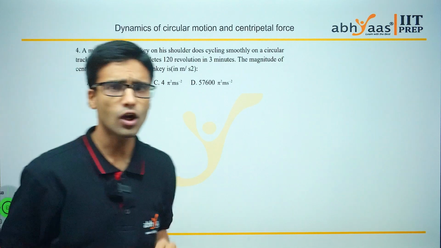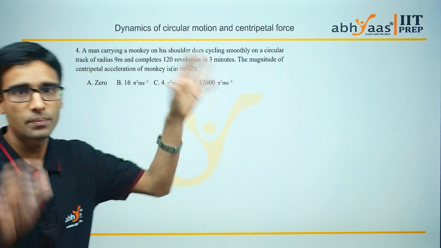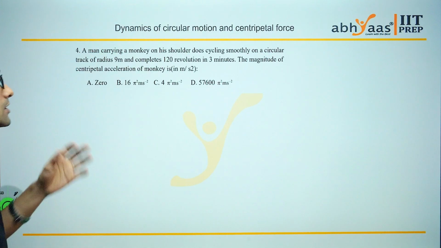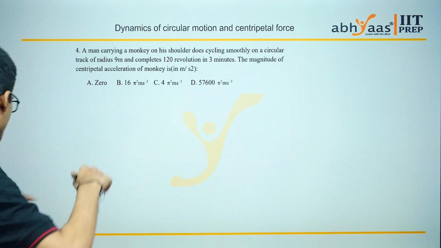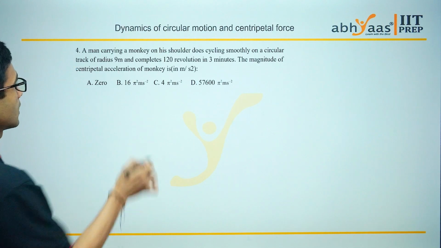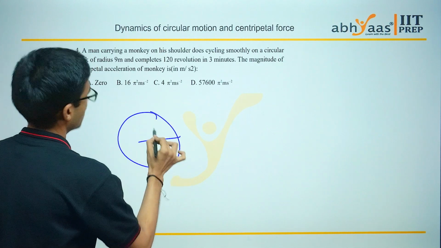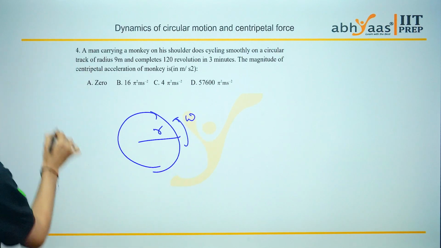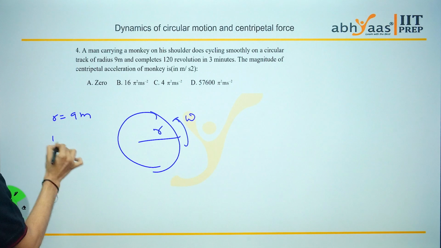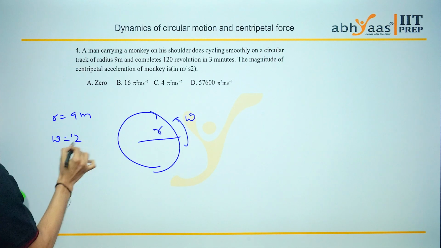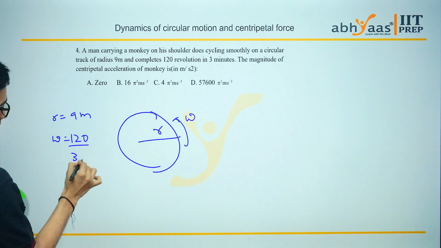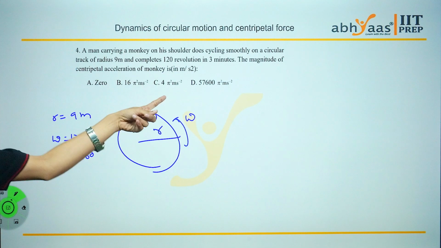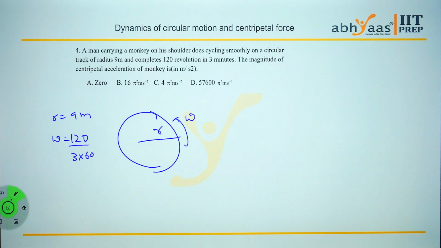Here also, same dynamics of circular motion and centripetal force. A man carrying a monkey on his shoulder does cycling smoothly on a circular track. Circular track of radius 9 meters, rotated with omega equal to 120 revolutions in 3 minutes. We need what? Centripetal acceleration we need.